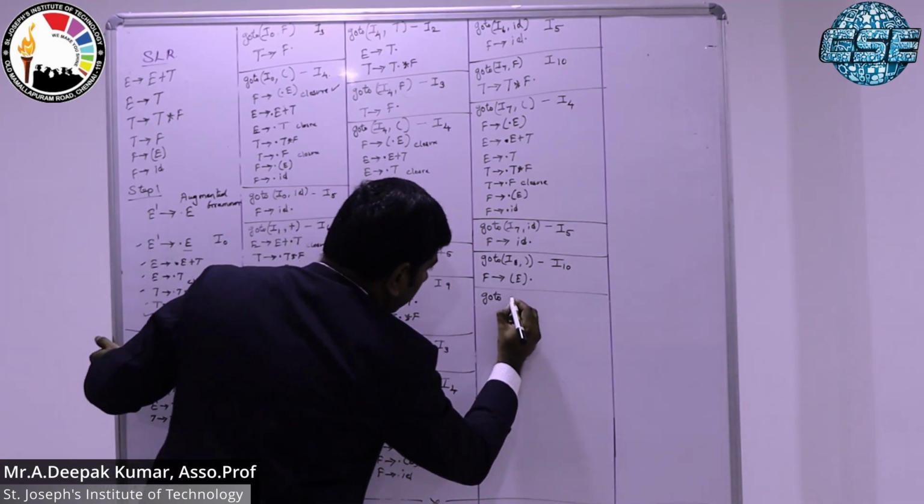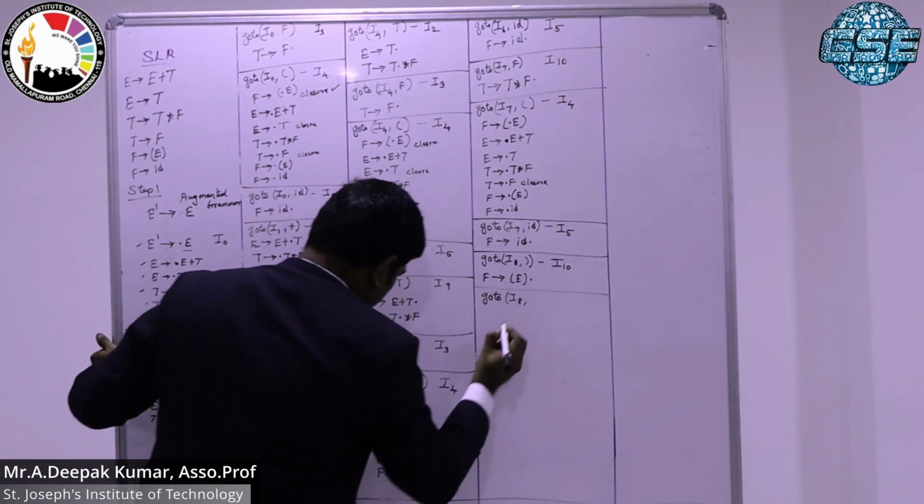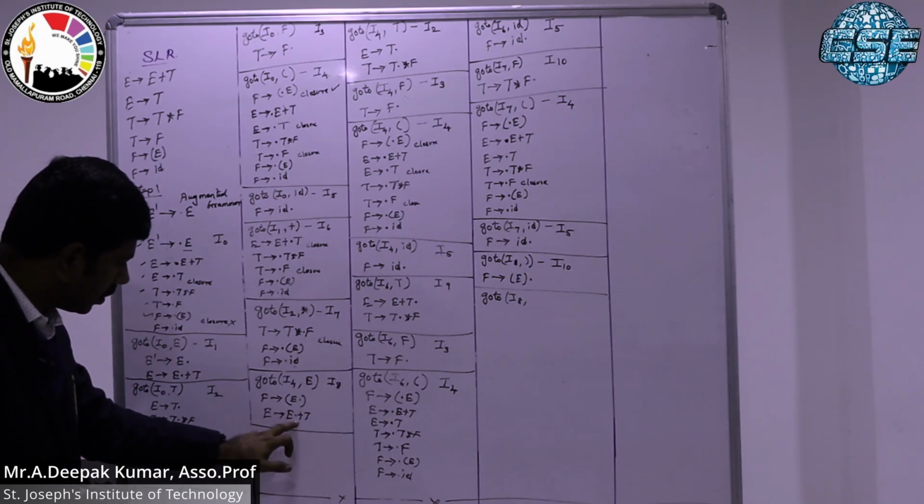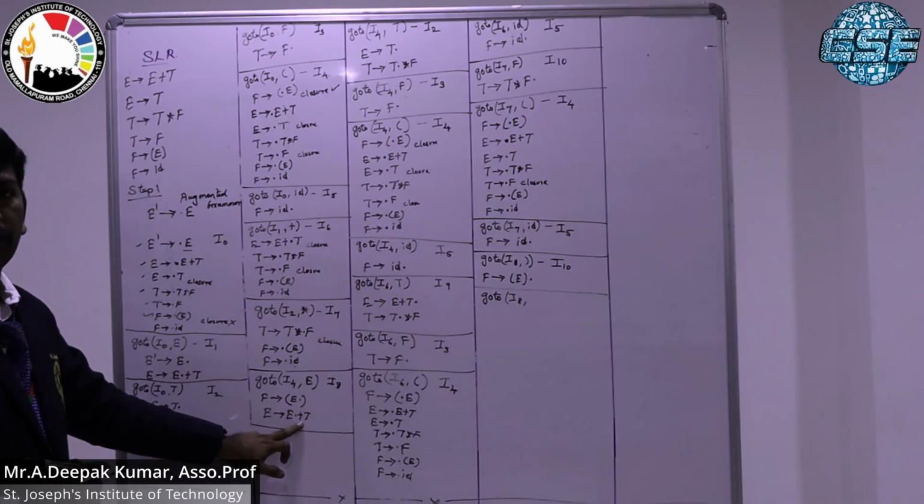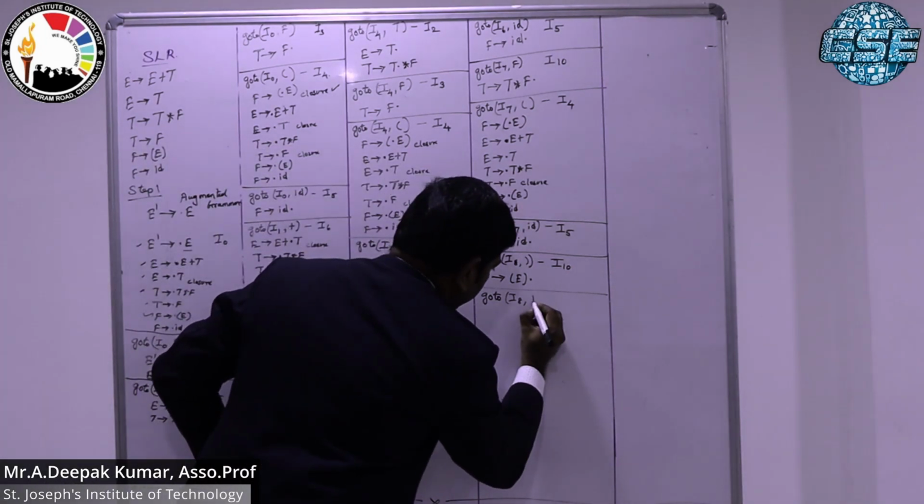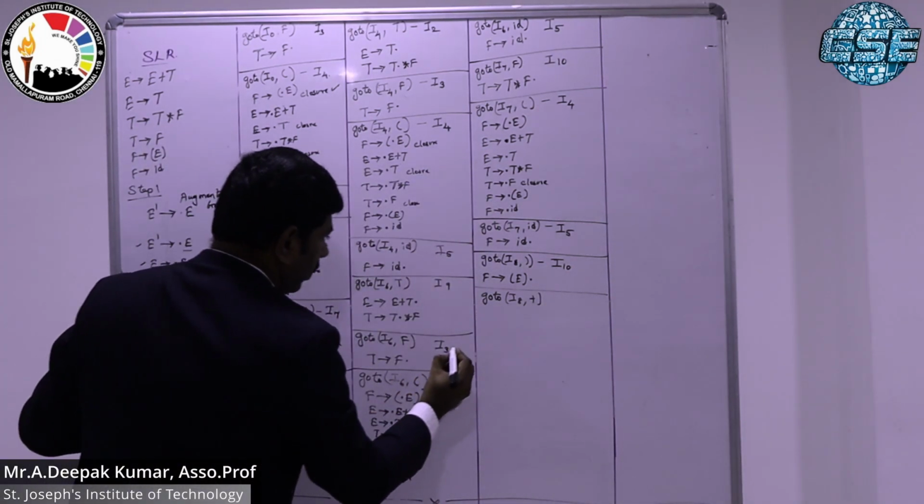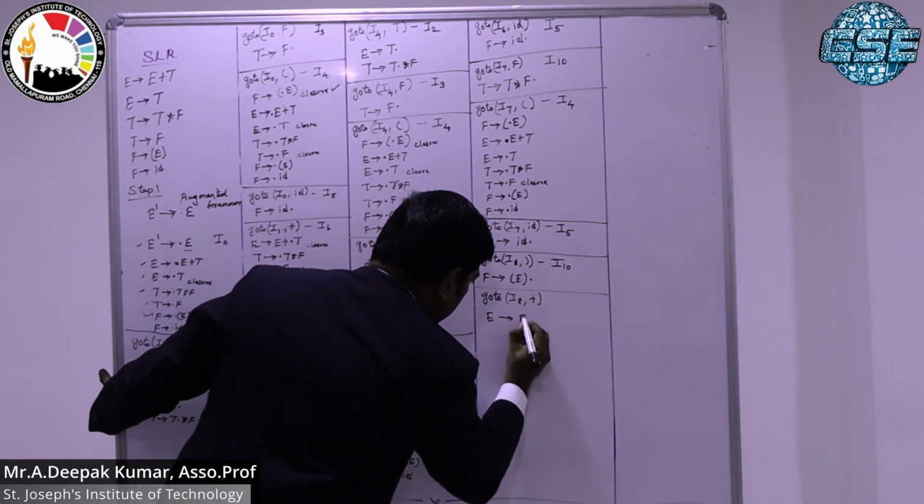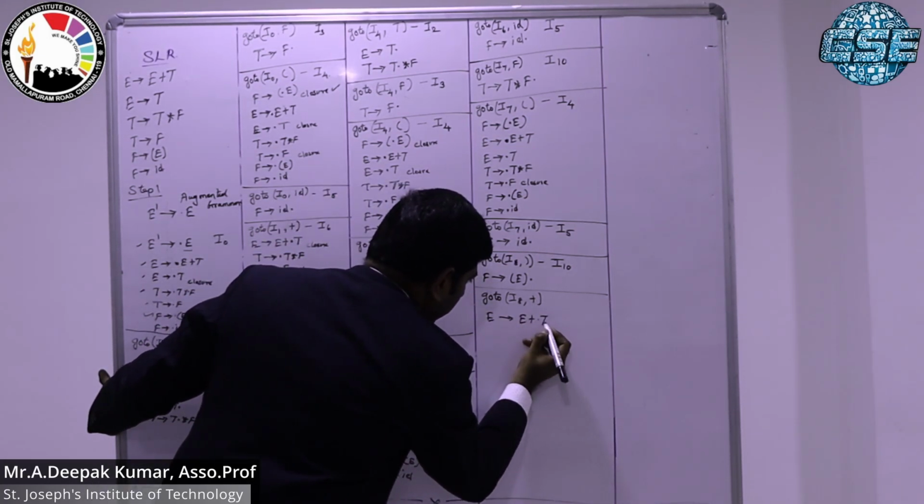Go to of I8 comma. So I am in I8. Now I need to move my dot symbol one step right of the terminal symbol plus. So I will write as go to of I8 comma plus. So it will be E derives E plus dot T.